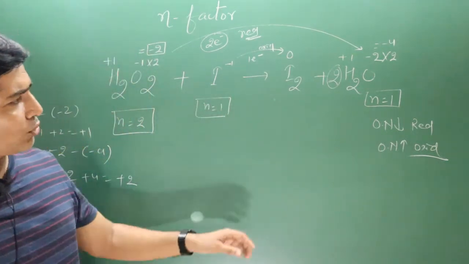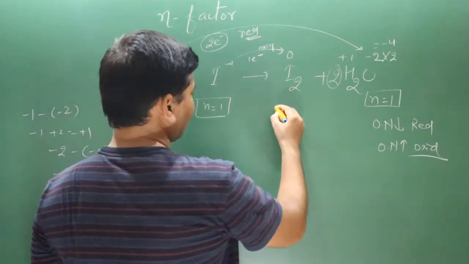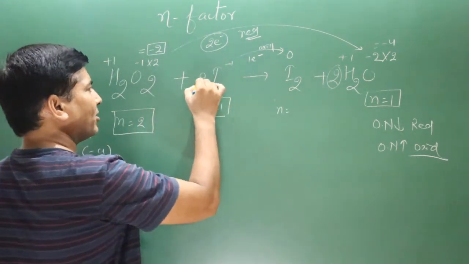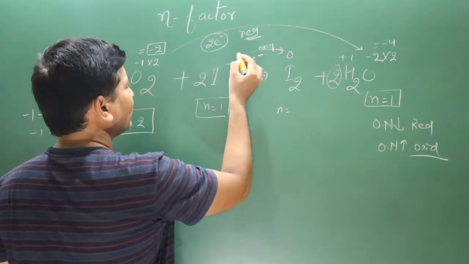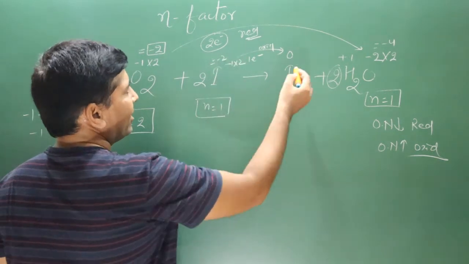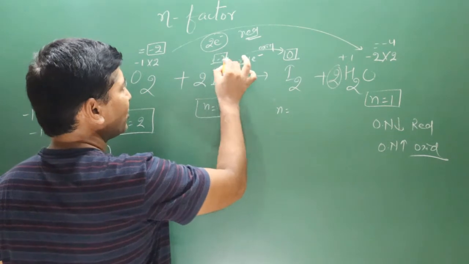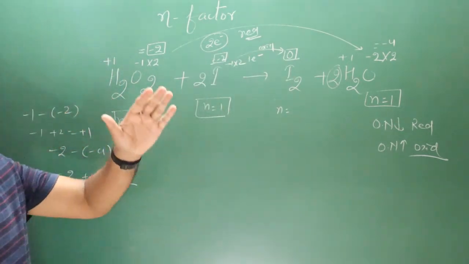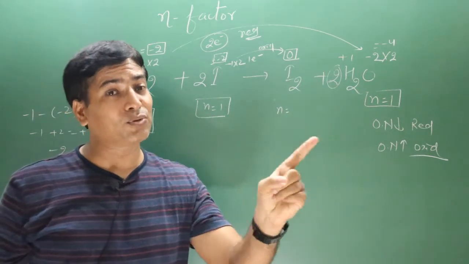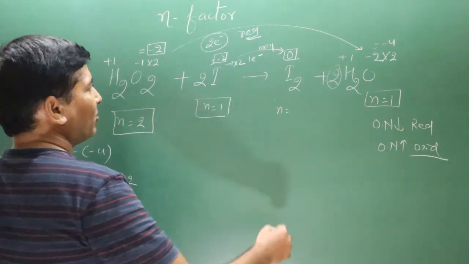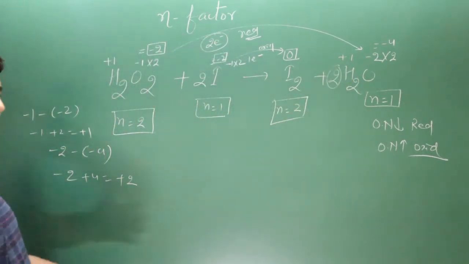But if I talk about this molecule, iodine molecule, there are 2 I atoms there. Okay, so you need to balance the number of atoms. One iodide ion has -1 charge, then two iodide ions will have -2 charge. Left side it is -2, right side it is 0. Difference in oxidation number, 0 minus -2 is equal to +2. Then we have n factor value is 2. Okay, so very simple concept is there.